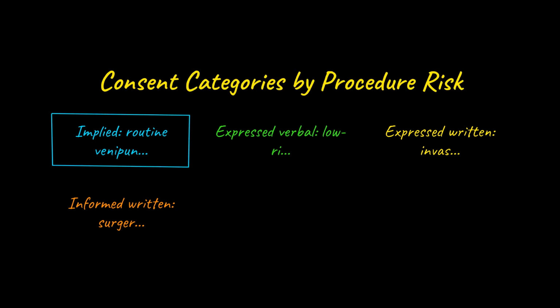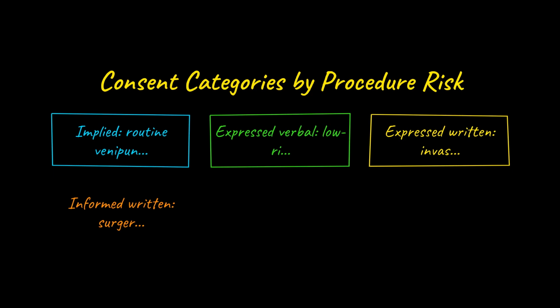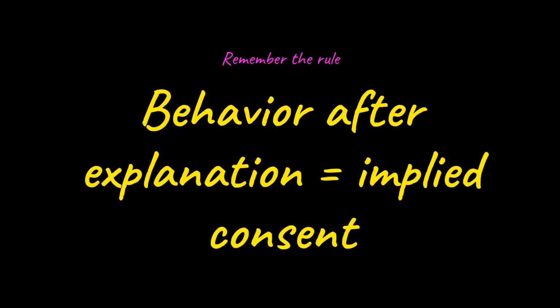Consent law maps categories to risk levels. Implied consent covers routine low-risk procedures on capacitated adults. Higher risk or invasive procedures require expressed or informed written consent, where documented disclosure and a signature are mandatory. When a patient responds to a clear explanation with cooperative behavior, rolling up a sleeve, extending an arm, that is implied consent. Demanding a signature for routine venipuncture applies the wrong standard. Match the consent type to the procedure's risk level.